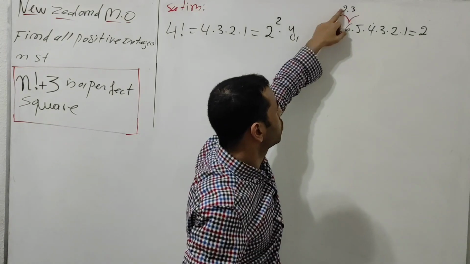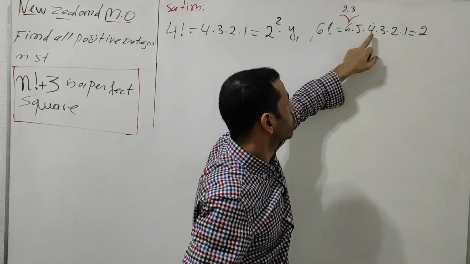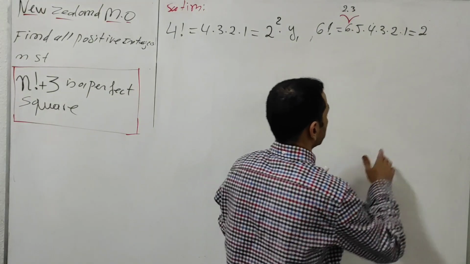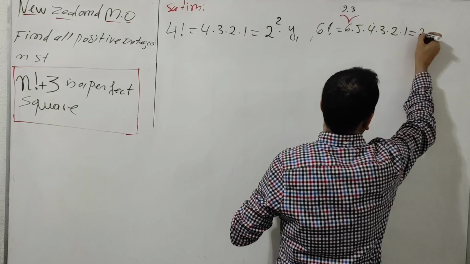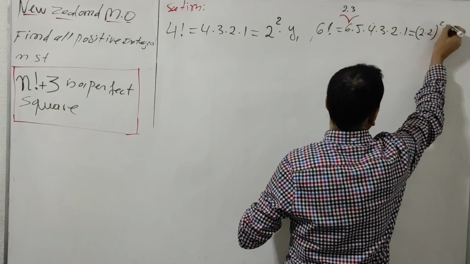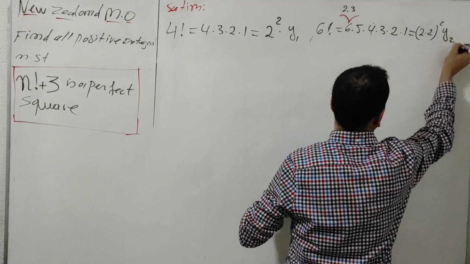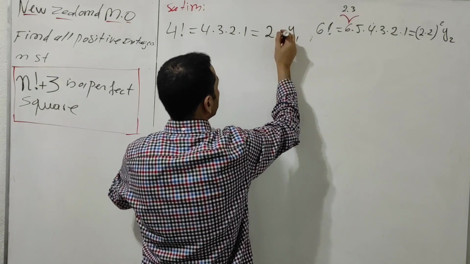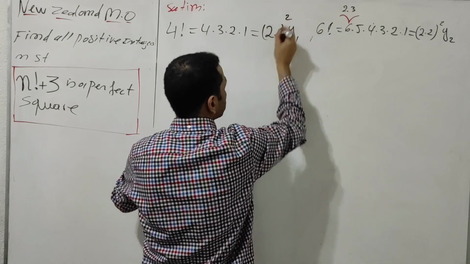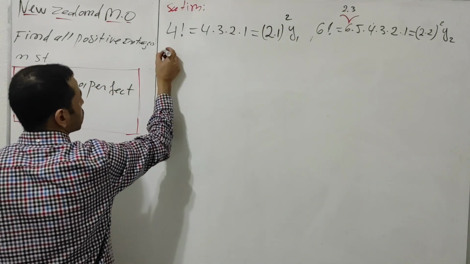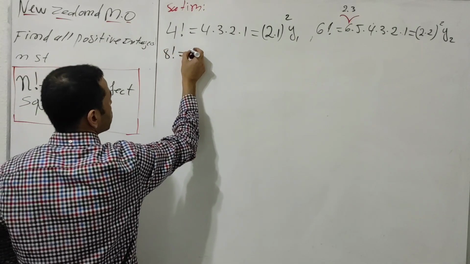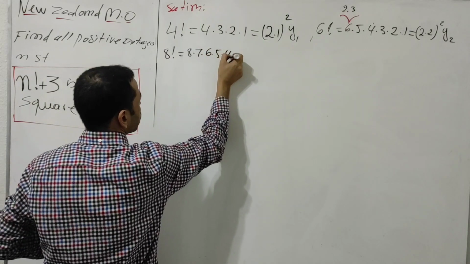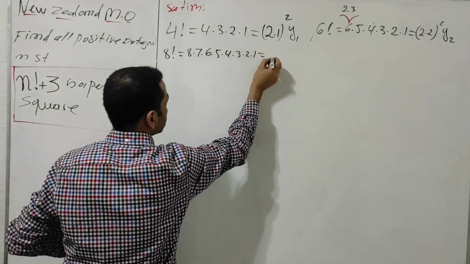I have 2 here and I have 4 here. 2 multiplied by 4 is 8, and 8 multiplied by 2 is 16. This 16 I can rewrite as 2 multiplied by 2 squared, multiplied by y2, for example. So for this one, 2 multiplied by 1 squared. Let's move on to 8 factorial. 8 factorial is 8 multiplied by 7 multiplied by 6 multiplied by 5, 4, 3, 2, 1.